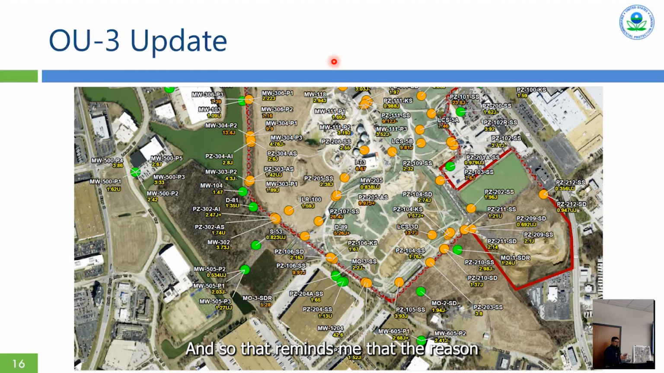And so that reminds me that the reason we're using 1,4-dioxane for a lot of the decisions about where to put wells, that's the main driver, because it's readily dissolvable in groundwater. It travels far, farther than many other contaminants. So it's a good proxy, if you will, for seeing the full picture of where the impacts are. And 1,4-dioxane is also one of the more widely detected contaminants in groundwater. So it's a good way to figure out where the full extent is.